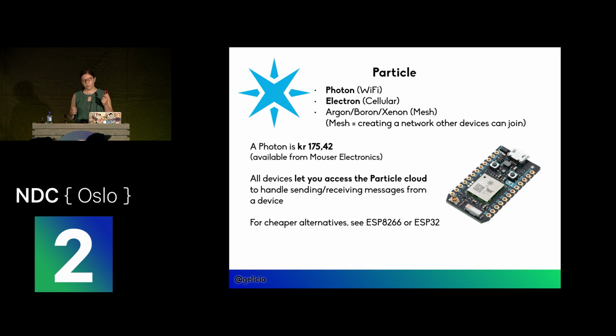But if you don't want to do it with Wi-Fi, there are different options. There's the Electron, which is cellular. It takes a SIM card and connects up to the cellular network. And there are also some other boards that do mesh programming, which is more for if you have a lot of sensors over a large area and you want the microcontrollers to talk to each other. So this is about $20, or that in Norwegian money.